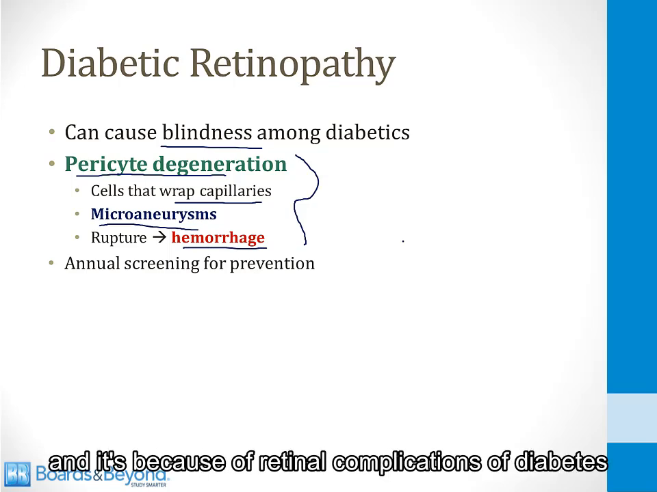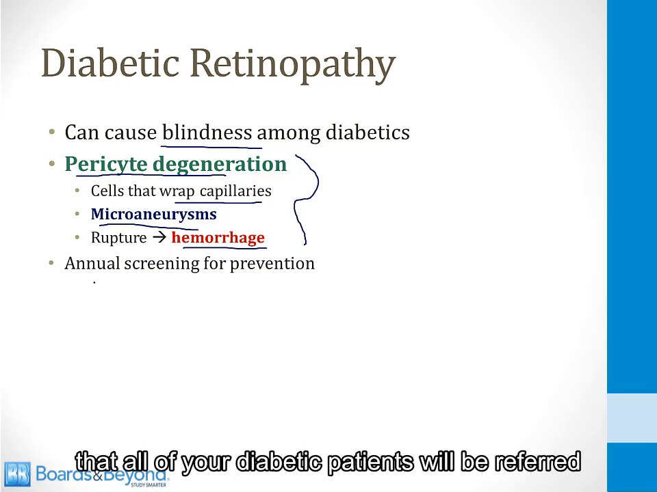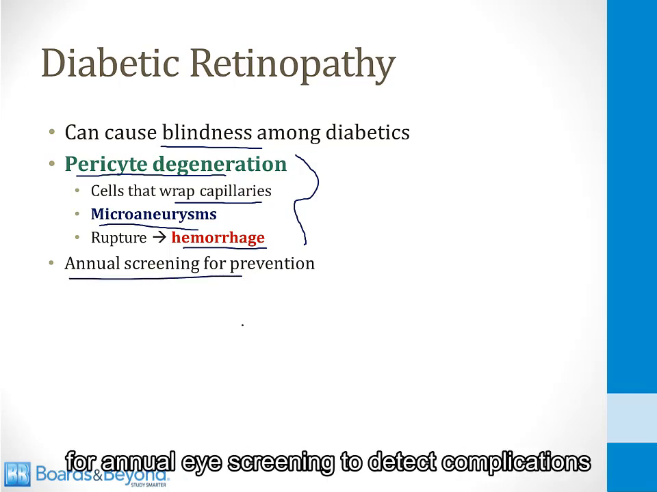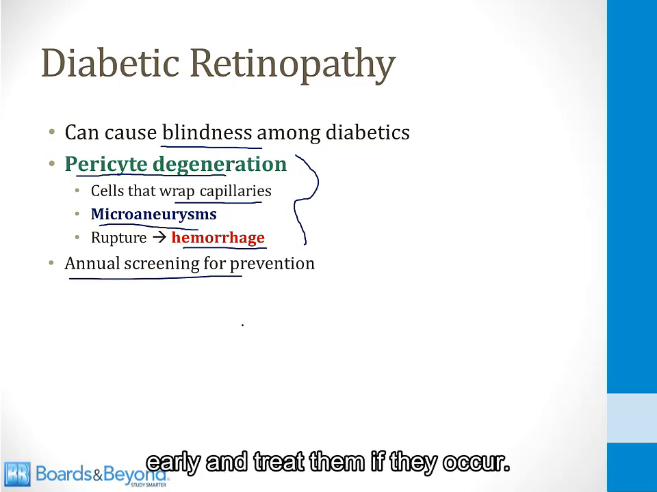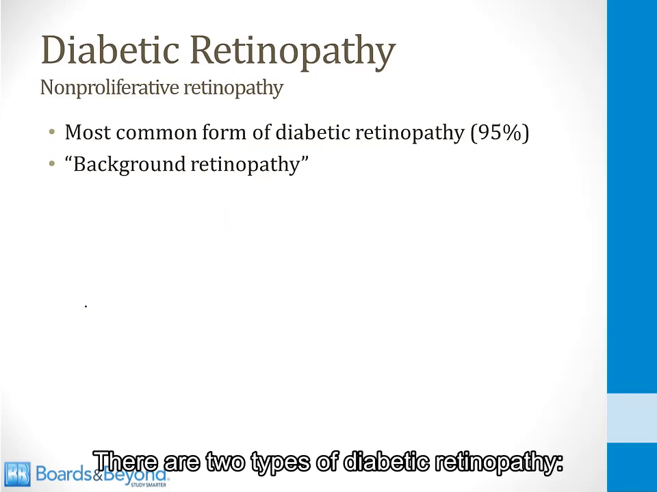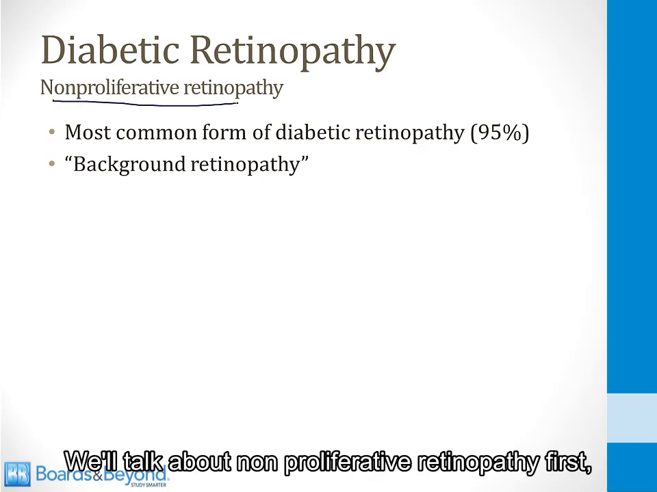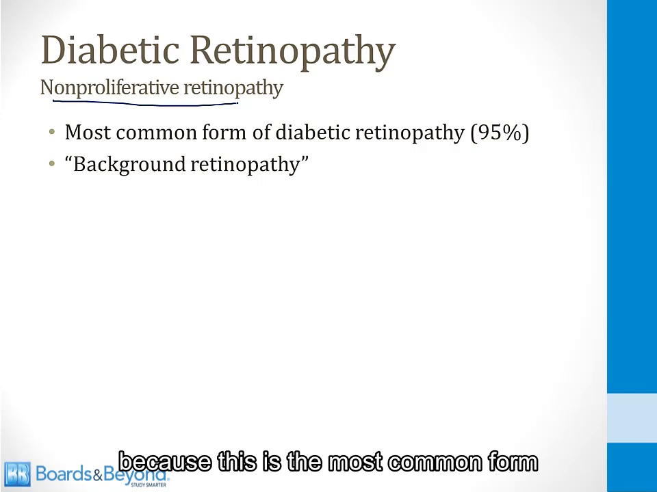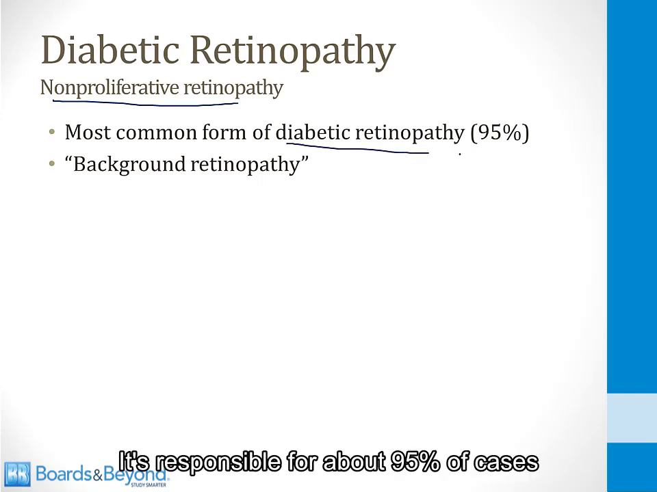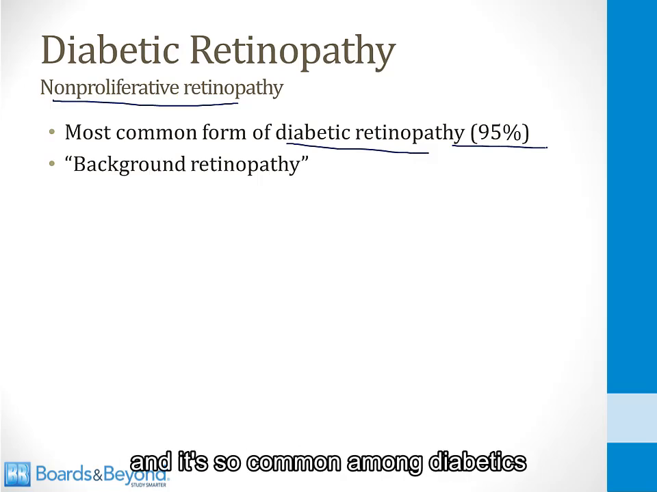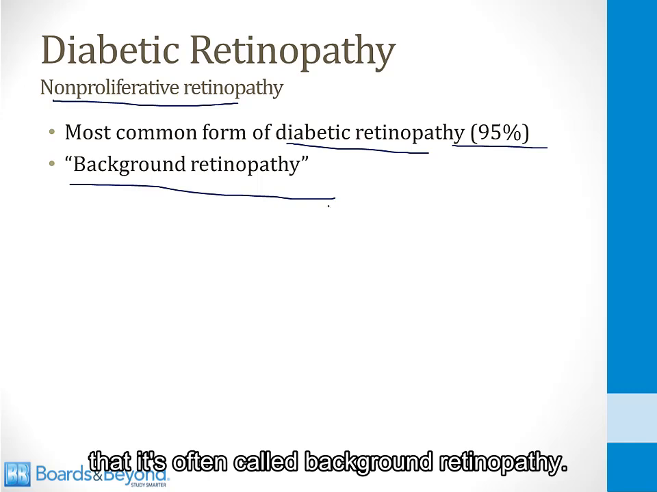It's because of retinal complications of diabetes that all of your diabetic patients will be referred for annual eye screening to detect complications early and treat them if they occur. There are two types of diabetic retinopathy, proliferative retinopathy and non-proliferative retinopathy. We'll talk about non-proliferative retinopathy first because this is the most common form of diabetic retinopathy. It's responsible for about 95% of cases, and it's so common among diabetics that it's often called background retinopathy.